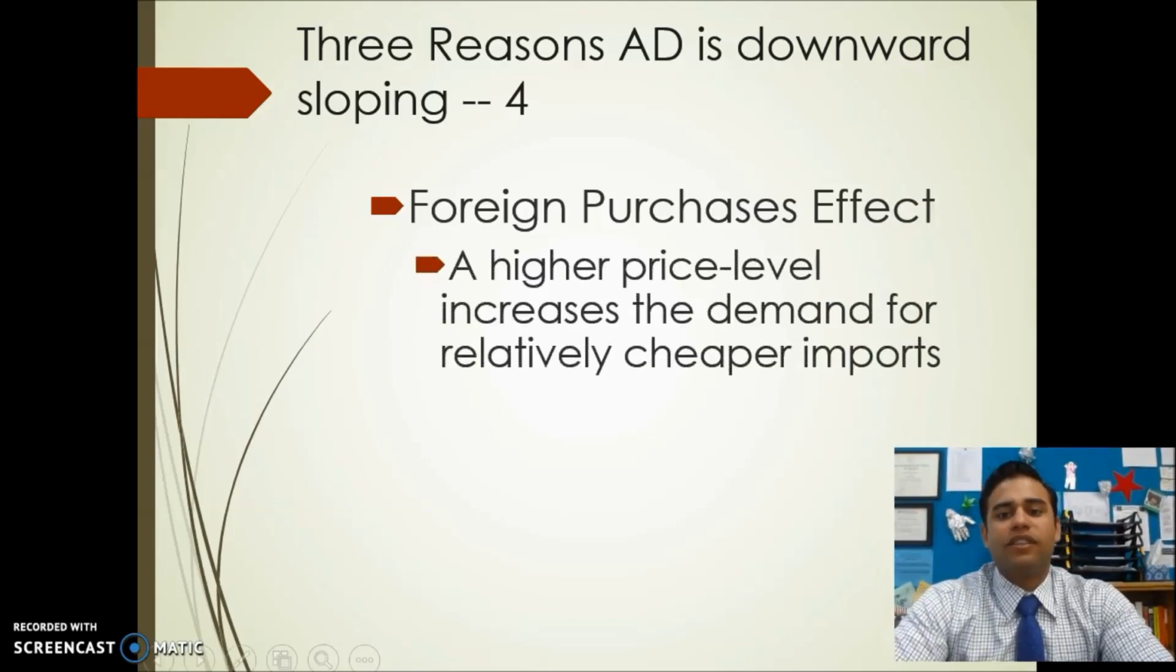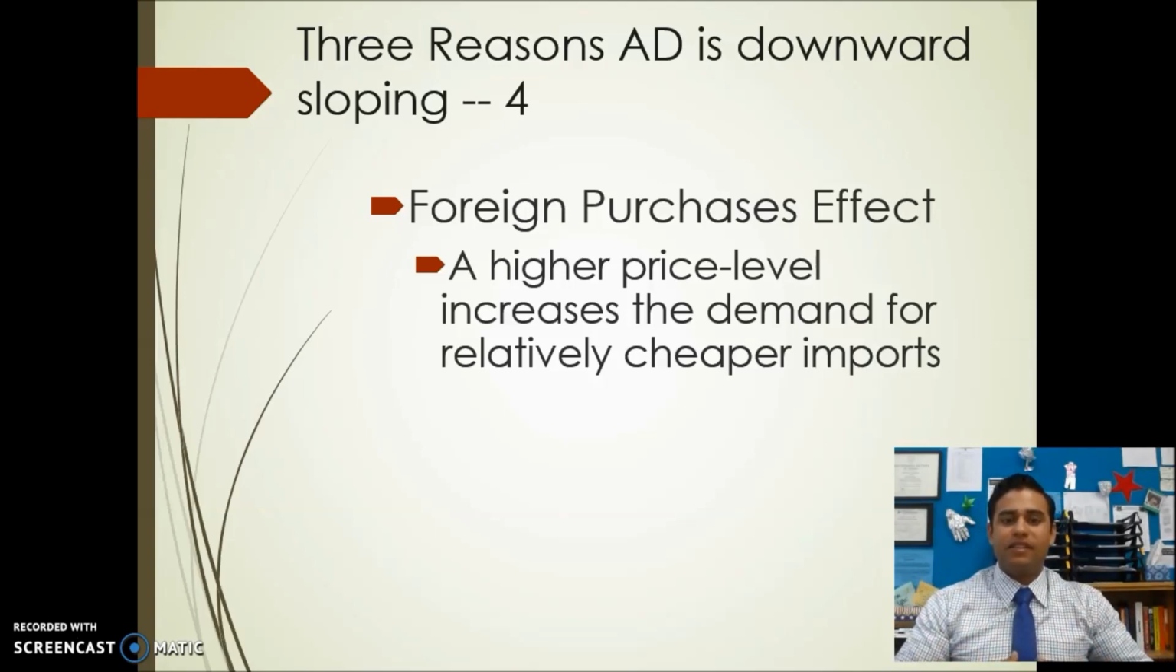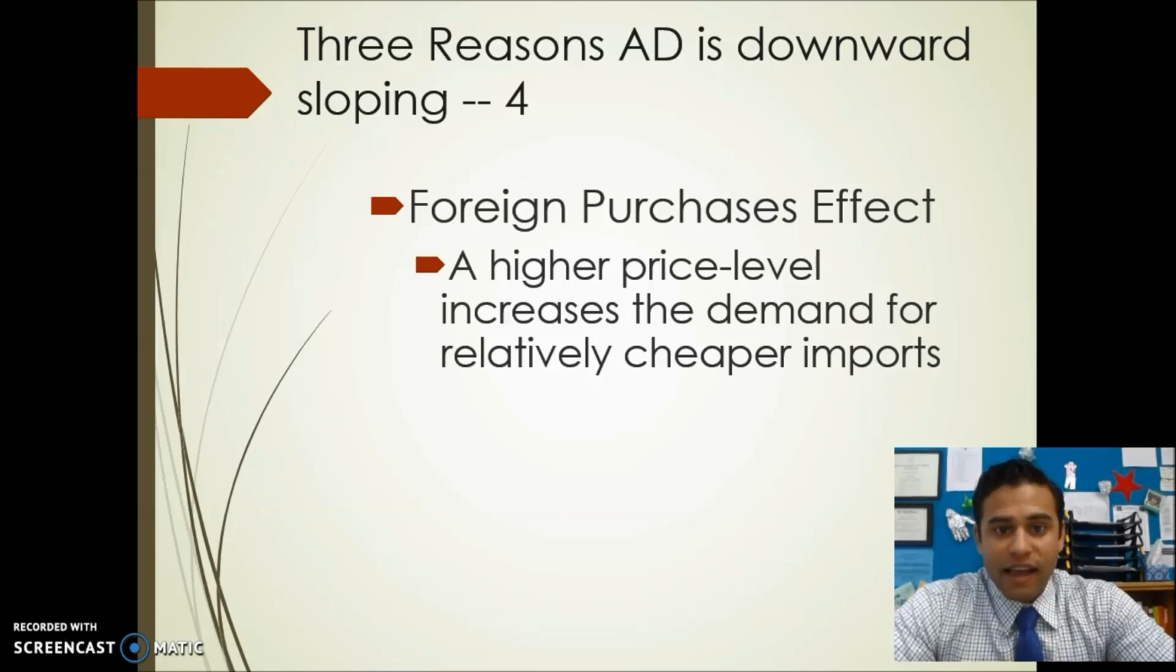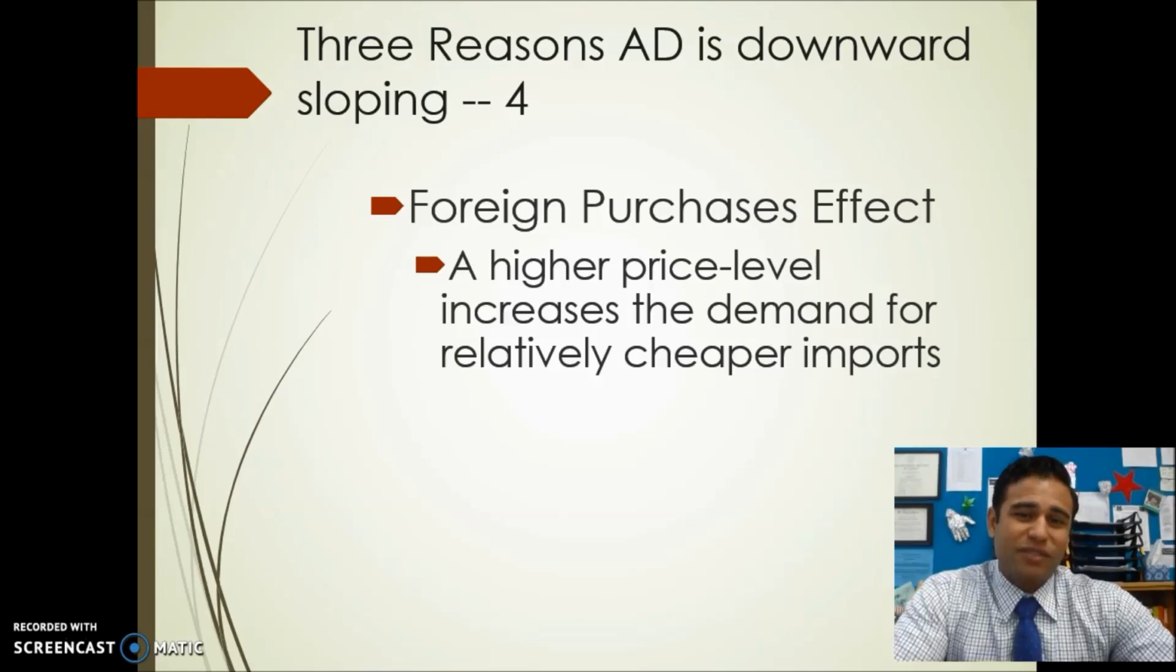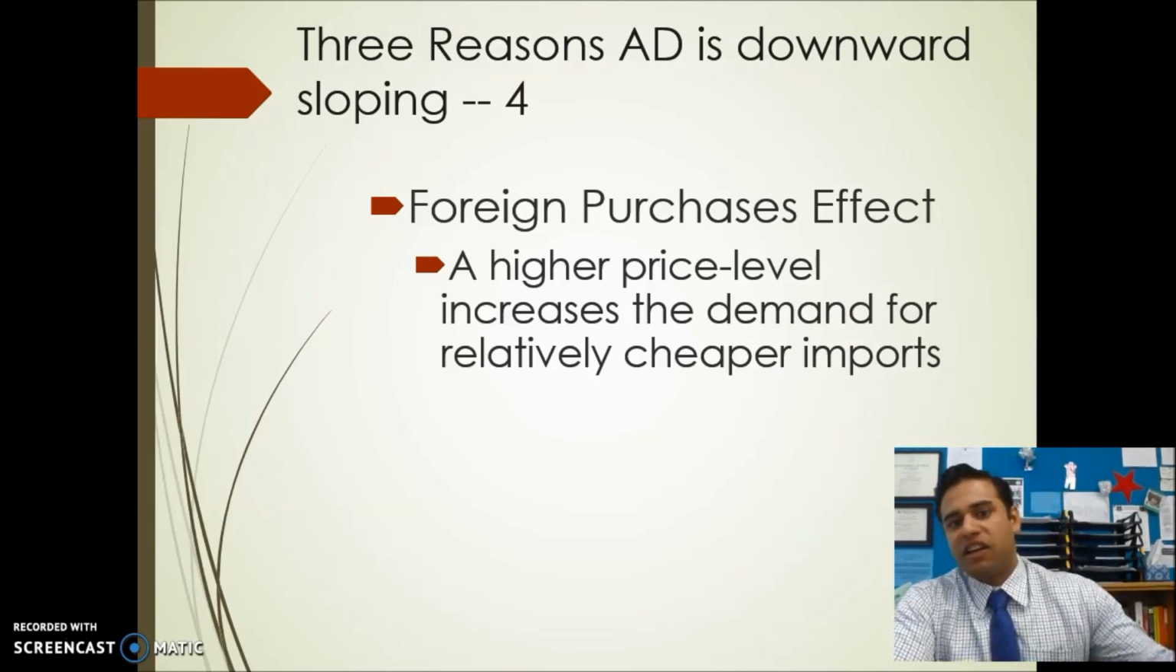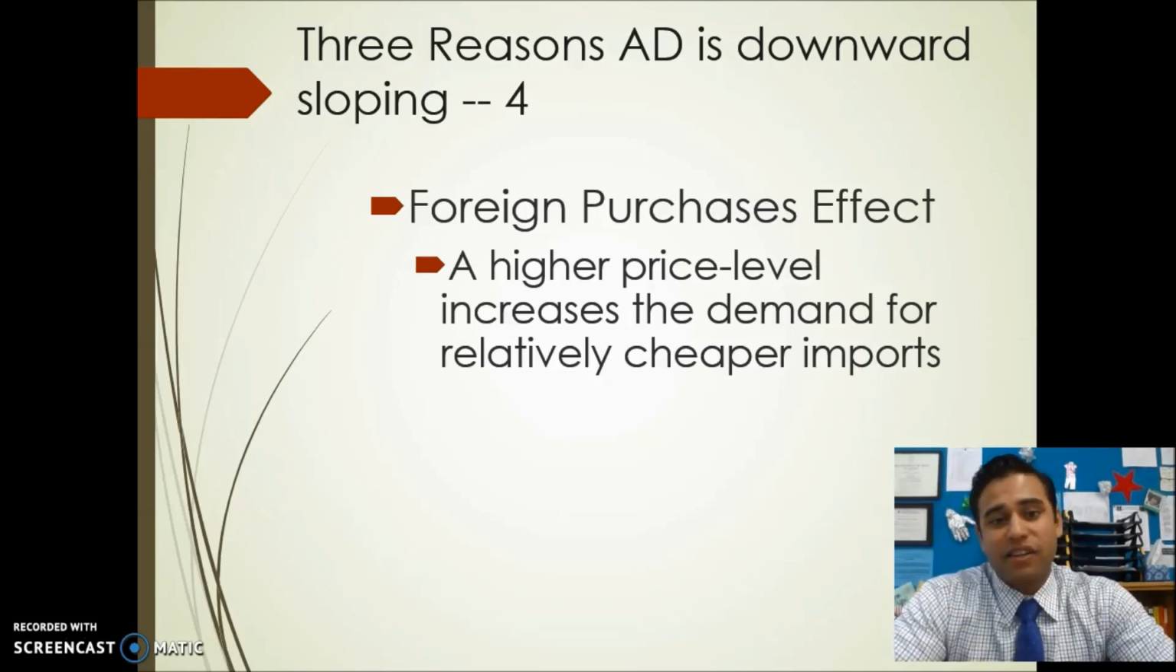Higher price level increases the demand for relatively cheaper imports. Okay? So what that's saying is that if our prices are going up here in the United States, other prices in other countries might not be, right? Because a price level change is a value change relative to the dollar. And so, hey, it used to cost a certain amount for this, now it's more expensive. Well, there's this other item that's very similar that's made in another country, and the price of that item hasn't gone up. So maybe I'll demand that instead.